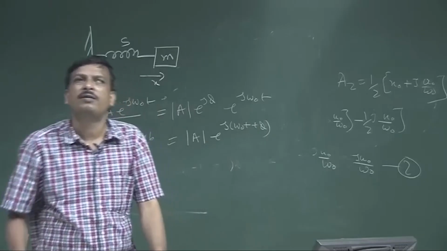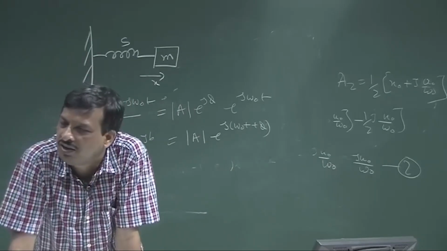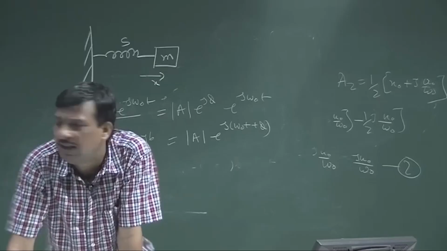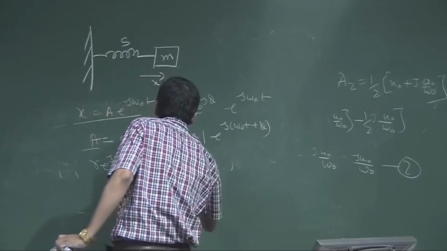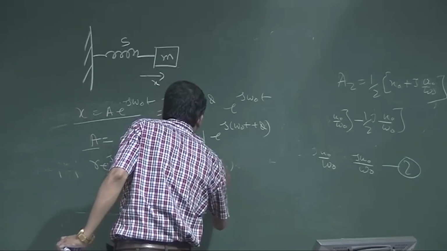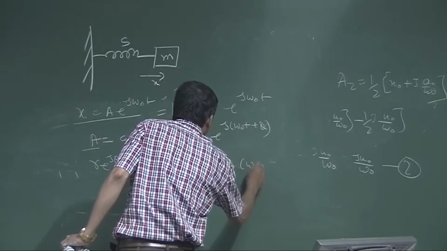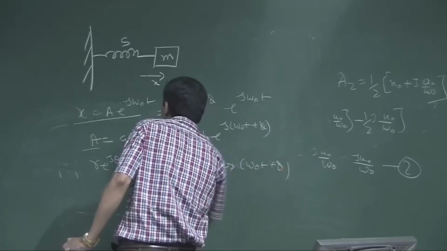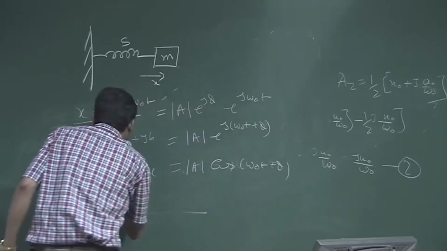So what is the real part? e to the power j theta is cos theta plus j sin theta. So it is nothing but amplitude into cos (omega 0 t plus phi) for real x.